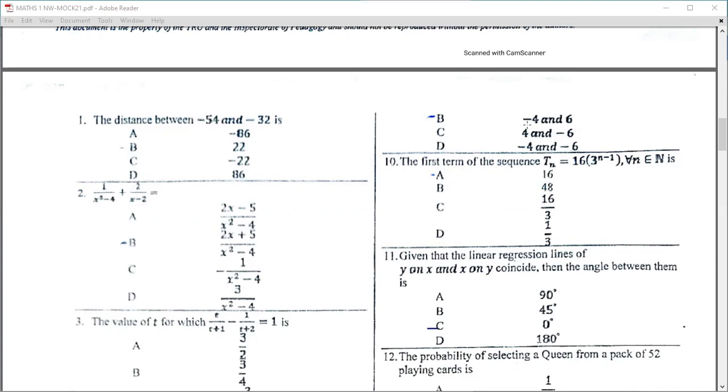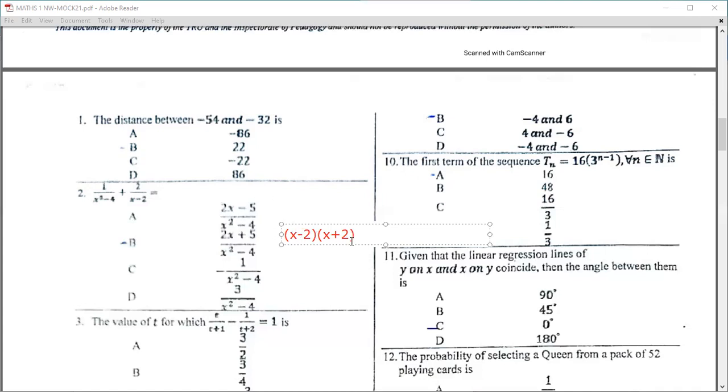Now, the next question, question number 2, we have 1 over x squared minus 4 plus 2 over x minus 2. To simplify this, normally from here, we know that the LCM is x squared minus 4. And why is that? That's because we know that x squared minus 4 can be written as x minus 2 into x plus 2. So we can look for the LCM, right? So we have a bracket open, x minus 2 into x plus 2, right? So this is what we have.